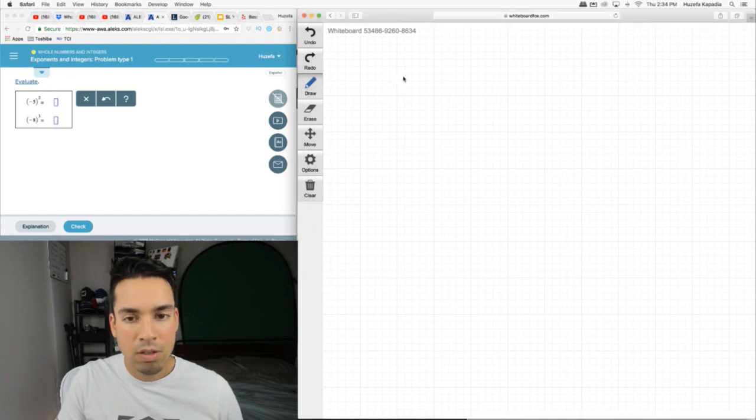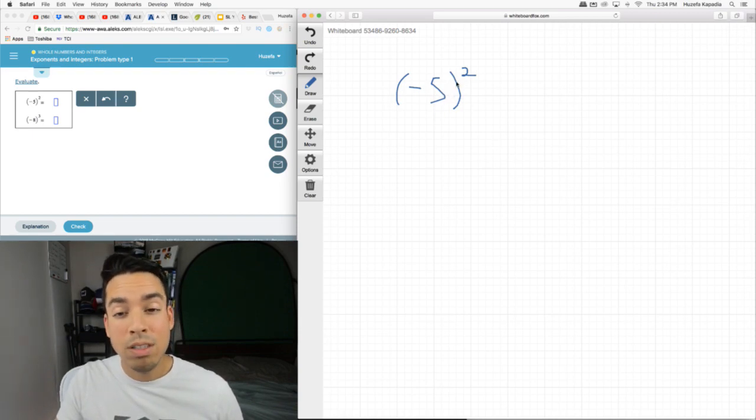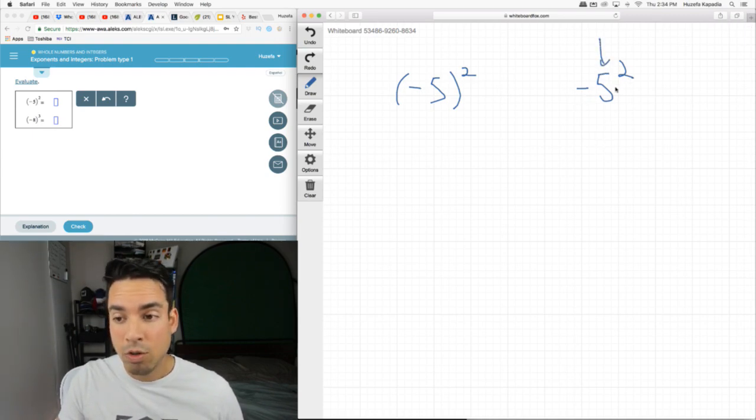Cool, so now this is really important with these guys. So -5 squared, why are these parentheses here? These parentheses are very important. If these parentheses weren't there, like for example, if it was just this, we would be squaring the 5, not the -5. So it would be 5 squared, which would be 25, and then the negative would be right there. And it'd still be a negative answer.